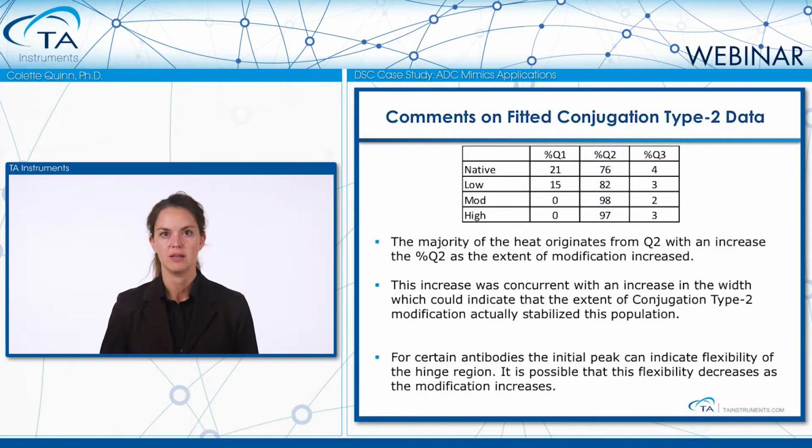It's kind of going off the idea of something like an IgA, where you have a very inflexible hinge region, and usually see an overlap between the CH2, FAB, CH3 domains. Possibly we've lost flexibility here as we've added this drug in this other conjugation type.